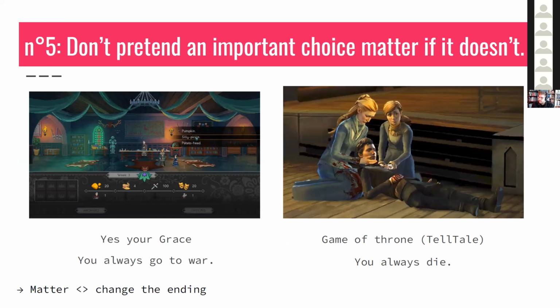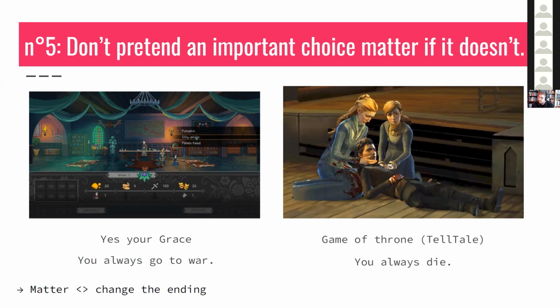5, don't pretend an important choice matters if it doesn't. So as I said, not all of your choices have to matter, but there are some choices that feel important to the player, like typically a life or death situation will always feel important to the player. So when designing a choice that feels important, it's important that this choice actually matters and has consequences in your story.